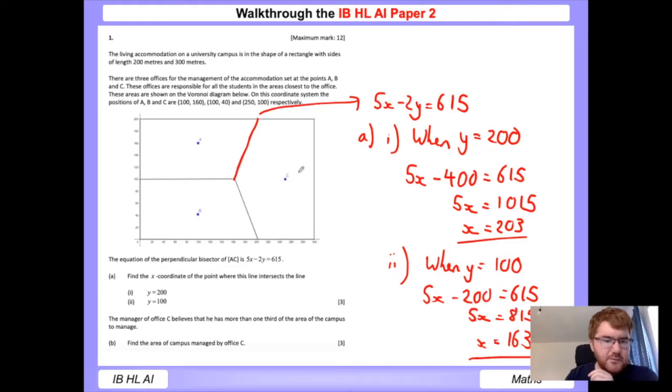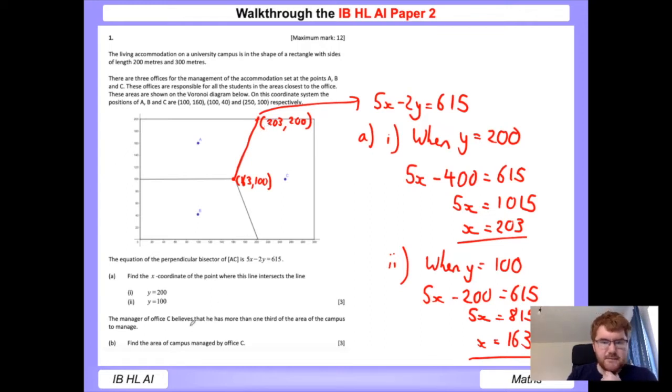So this will help us later on, so we'll come back to those points in a moment. But in fact, we could even write them in now. So this coordinate, which will be useful later on, is 163, 100. And this one here was the previous one, so that was 203, 200. Okay, so these two coordinates here and here.